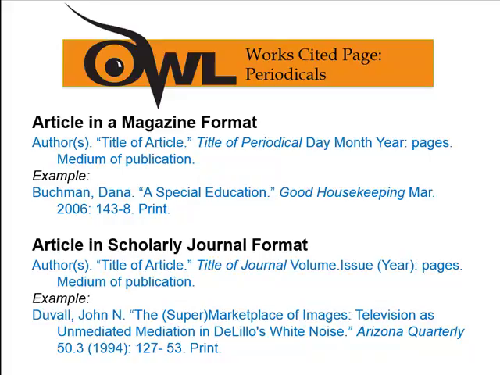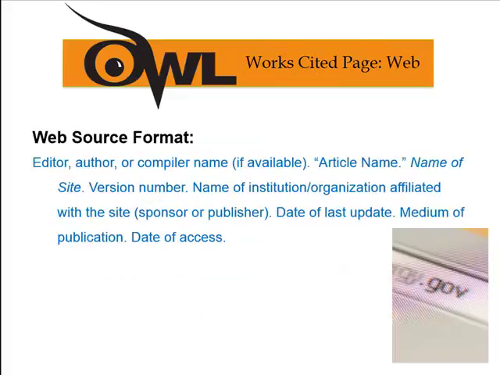Again, if you've got a journal article, if you found a journal article in EBSCO or InfoTrack or JSTOR, then you will see this information is provided for you. You just have to get it into the right format. And then the web source. And you see a lot of if availables here. If it's here, you include it. If it's not here, you don't include it.